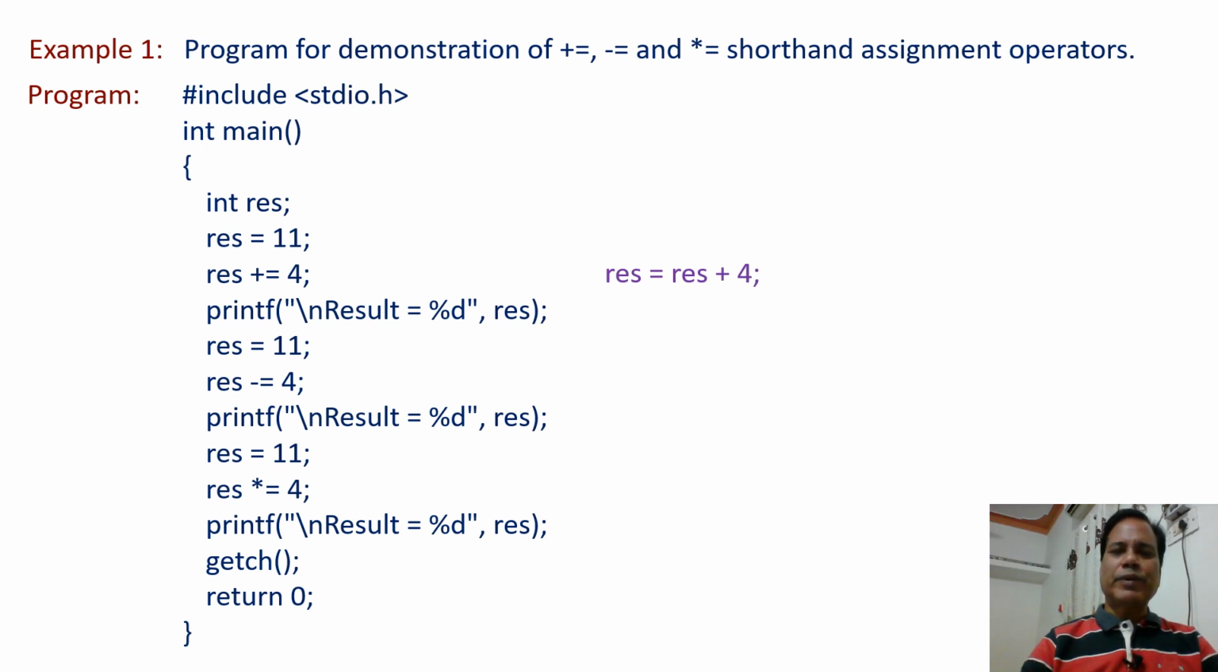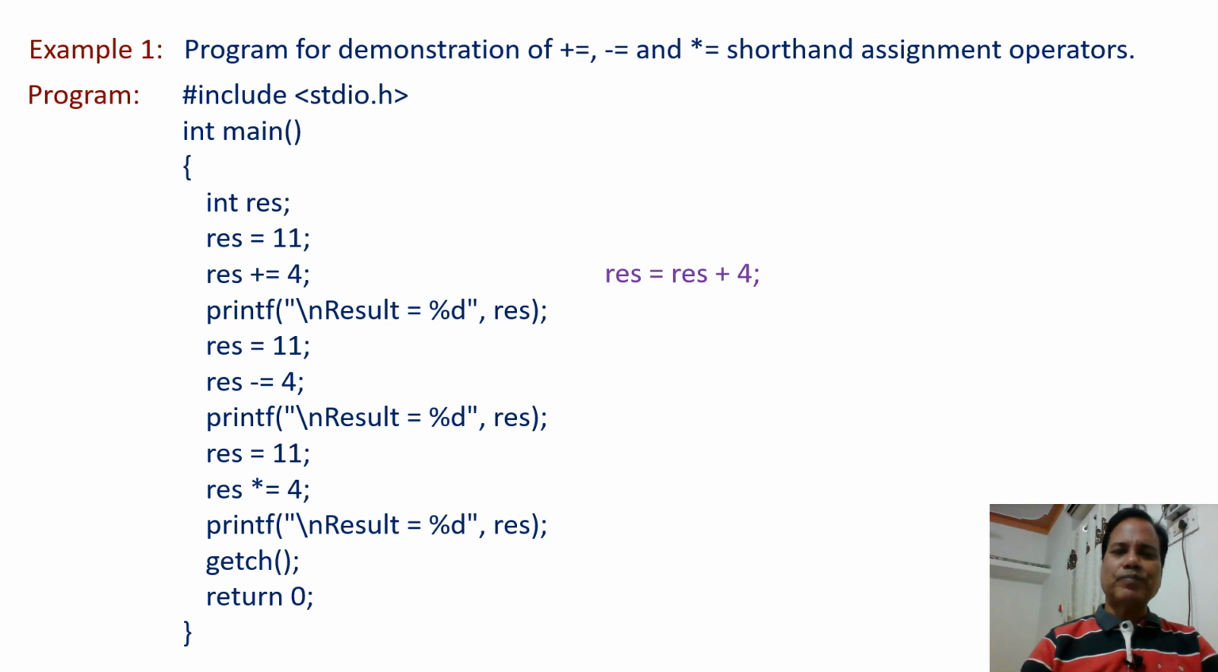The next statement is printf, and in double quotation marks we have \n result = . The \n is included so that the message is written from the beginning of the next line. Then result = %d. Whenever %d is used for printing integer data, the compiler searches for the variable and prints its value at this point.